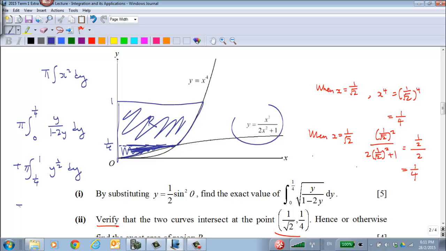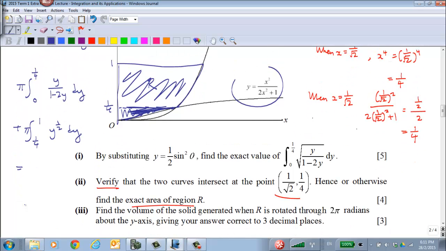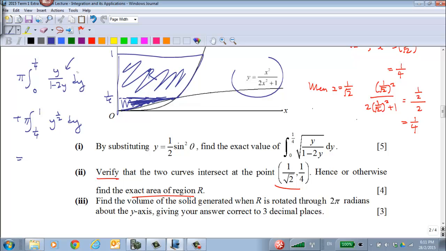And if you add them together, how to do this? You don't need to integrate, although this can be integrated with paper and pen. Basically, how to integrate this? You do a long division first, and then you can integrate. But because this question just wants you to correct to 3 decimal places, this one basically you just use GC to solve. You should be able to get the answer that's given to you in the answer key.